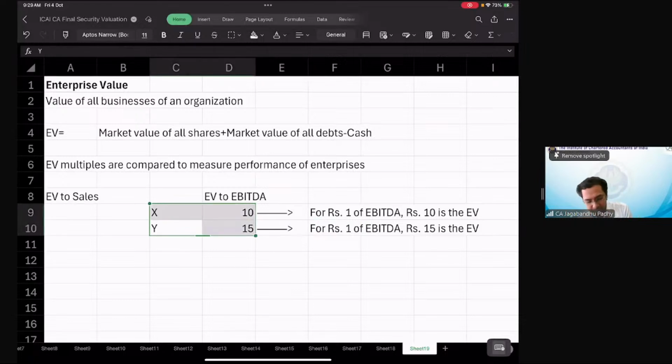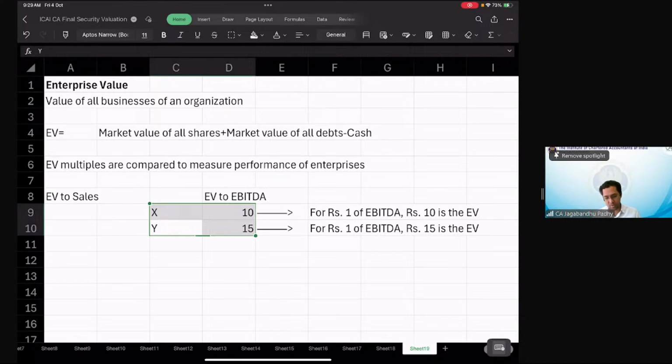Which of these two companies have performed better? X is having 1 rupee of EBITDA and an enterprise value of 10. Y is having an enterprise value of 15. So can I say greater value generation has been done by which company? Company Y. Okay, so that is the concept that we have with regards to enterprise value.